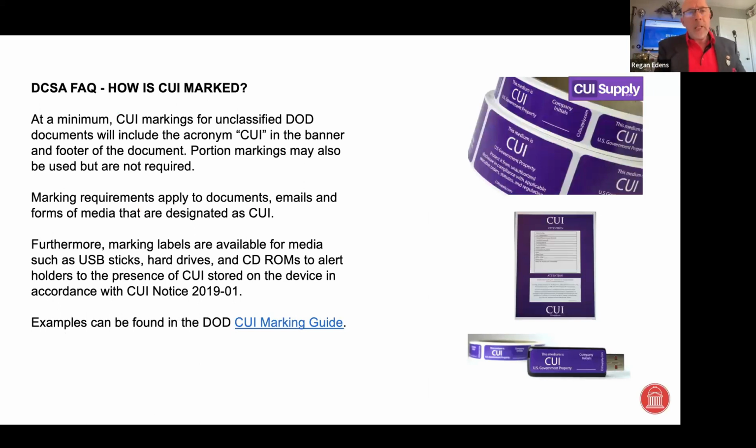So when we mark CUI, when we go back to the Defense Counterintelligence and Security Agency FAQs guidance, we use the SF 902 and 903 in order to mark those USB sticks, those hard drives, those CD-ROMs. That's in accordance with the CUI Notice 2019-01. It is a requirement, folks. Using these labels is a method, but the marking of these devices is an absolute requirement.